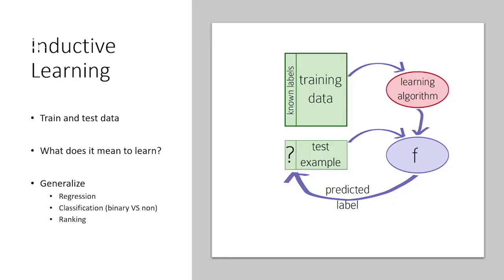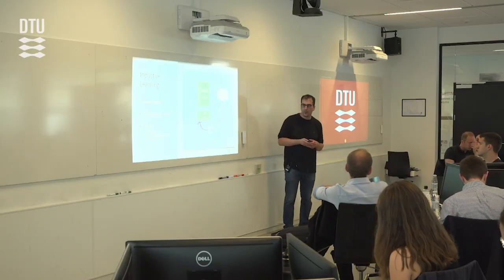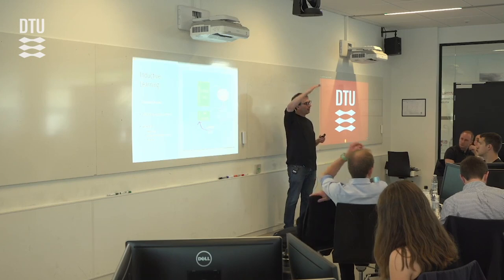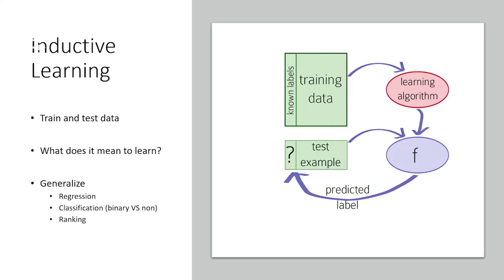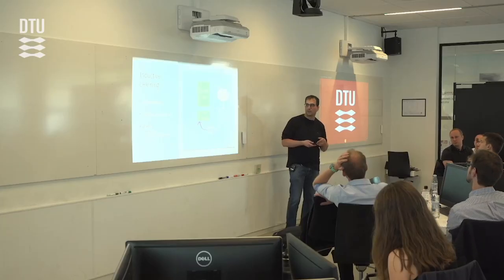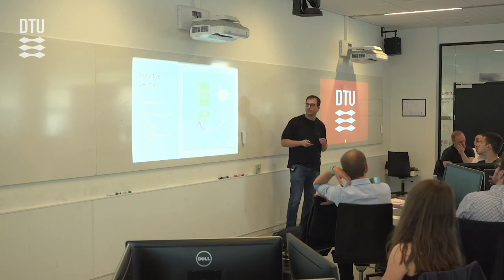So we're going to talk about regression and classification today, not so much about ranking. Ranking means that you have several items, and you rank them from the best to the worst. Think about when you're browsing Amazon, for example, and you put in a query, then you get several items ordered according to, hopefully, the chance that you're going to purchase them.